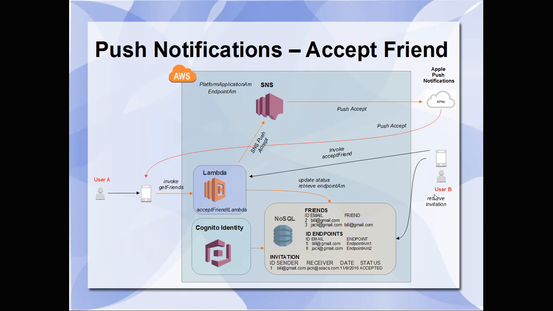He received an invitation from user A's email ID. Now he wants to send a notification. He has to go get the endpoint to send a notification. So the accept Lambda says, I'm going to push a notification to SNS that we accept, but I need the endpoint of the sender.